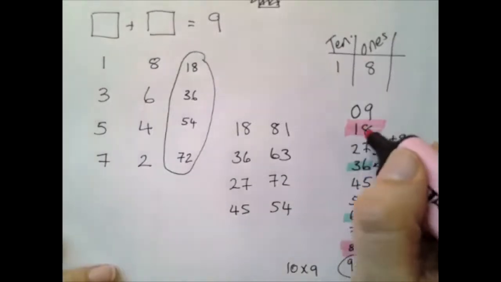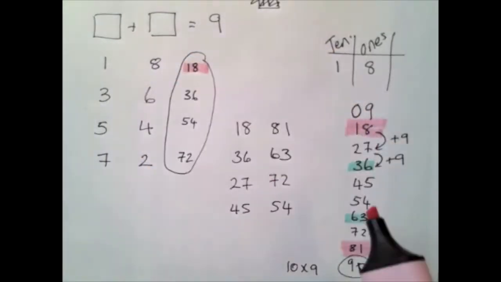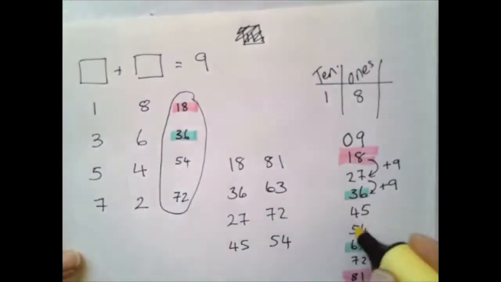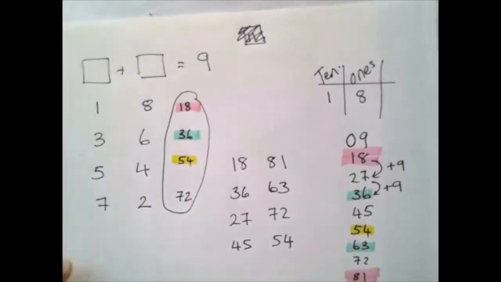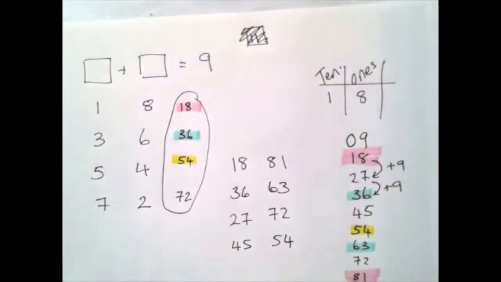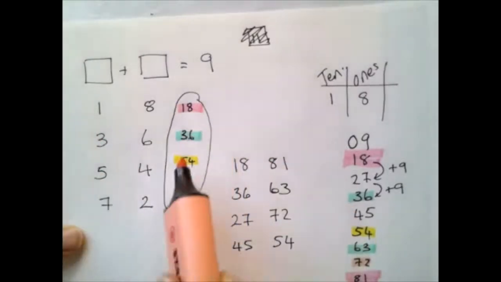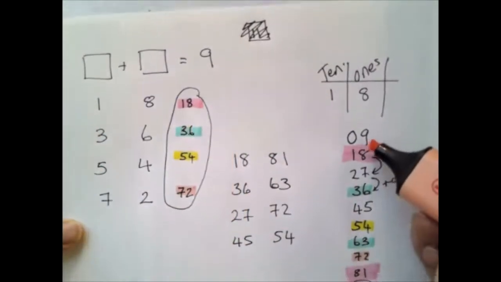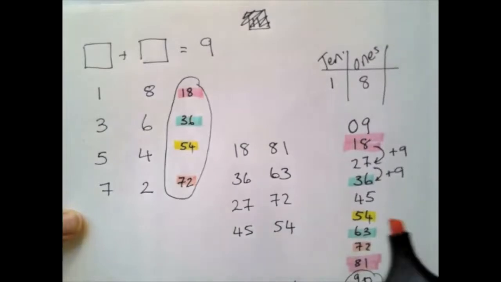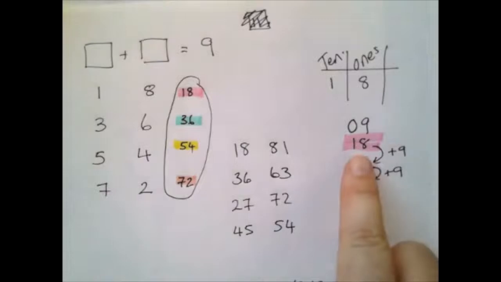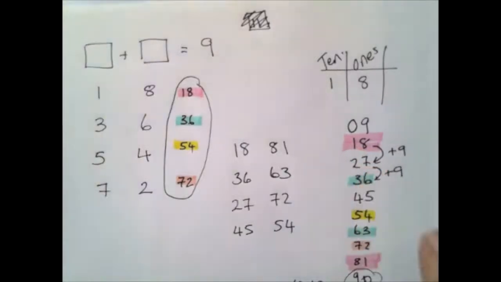That's right. We have an 18 here and an 18 here. We have a 36 here and a 36 here. We have a 54 here and a 54 here. And we also have a 72 here and a 72 over here. All of the numbers in the 9 times table going from 1 times 9 all the way up to 10 times 9, if we add those digits together, the 1 and the 8, the 2 and the 7, they always add up to 9.